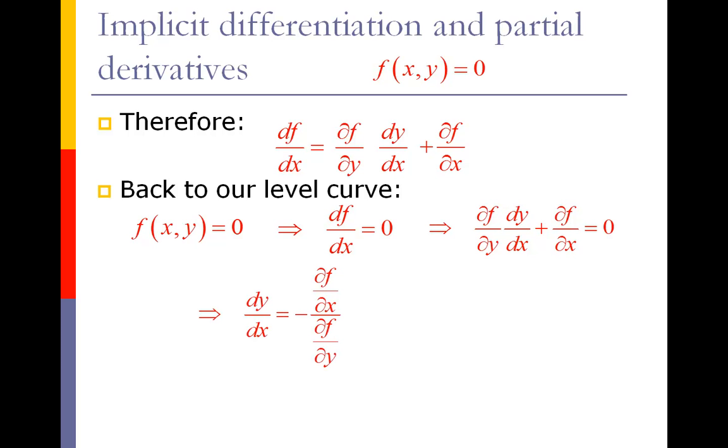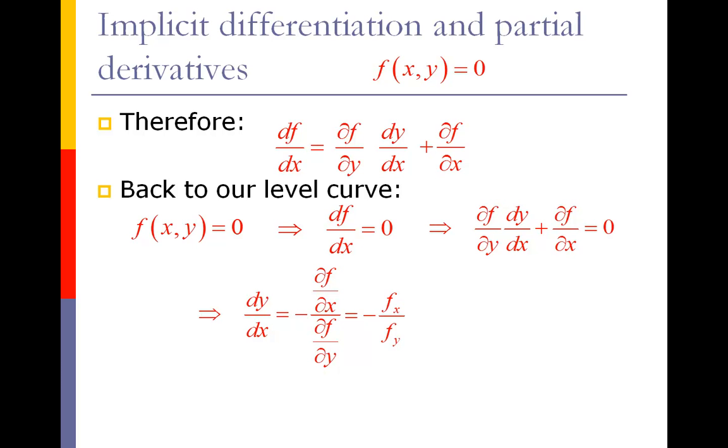Well, look at what we can do now. We can solve for dy dx. And that's going to be equal, by moving the del f del x to the other side and then dividing by del f del y, to simply minus the ratio of the partial derivative of the function with respect to x divided by the partial derivative of the function with respect to y. And what's dy dx? But of course it's the slope, right? So this formula allows us to compute the slope of this implicitly defined relationship between x and y by using partial derivatives.